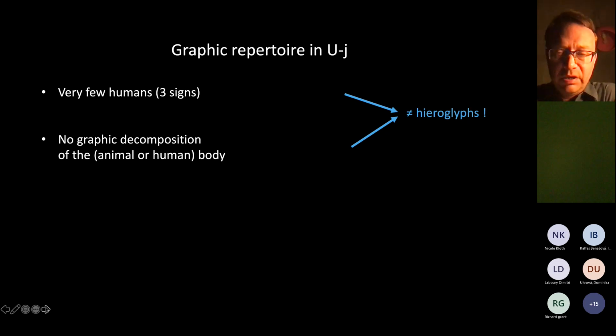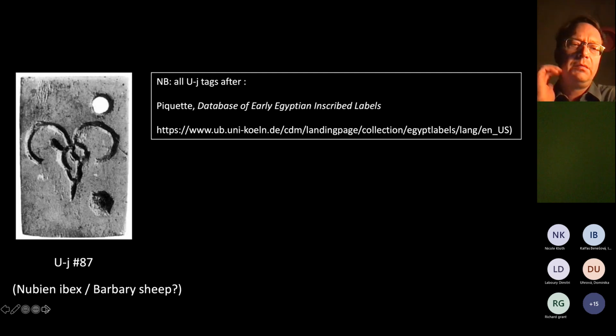So we might as well begin with the graphic repertoire itself and observe that it is very much unlike hieroglyphs, contrary to what has often been claimed. For example, you have very few human signs, only 3 human signs, and you have no graphic decomposition of the animal or human body. What I mean by this is here you have a Nubian ibex or perhaps a Barbary sheep.